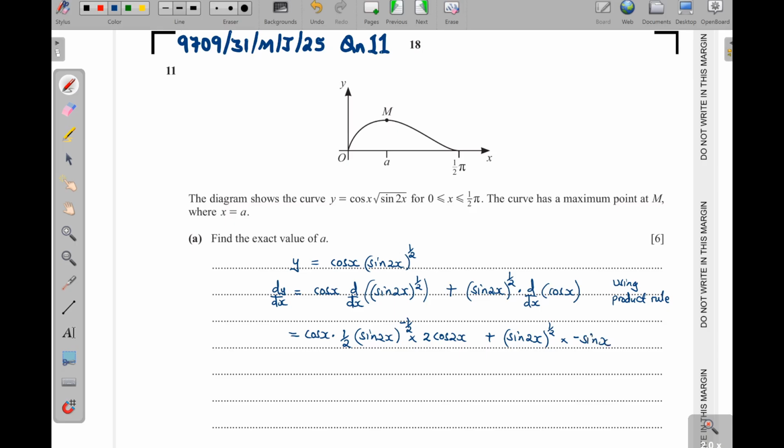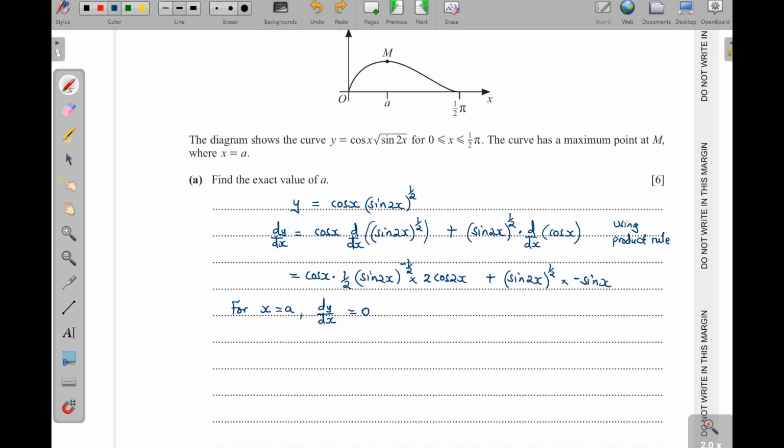Okay, now for x which is equal to a, then dy dx is going to be equal to 0, because this one here is a maximum point, and for stationary points, dy dx is equal to 0. So wherever there is x, I'm going to put what? An a. Okay, so this will be 2 cosine of 2a. This is the one. Then there is cos of a, then divide by the square root.